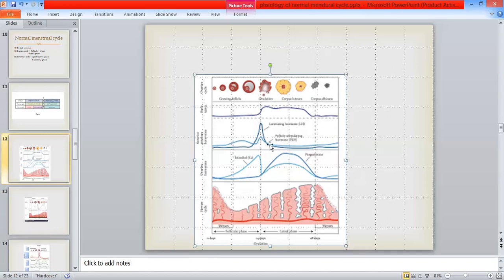And now coming towards the endometrial cycle. The endometrium undergoes two phases. One is the proliferative phase, and after ovulation, it is converted into the secretory phase. In the proliferative phase, the endometrium enters the proliferative phase after menstruation.